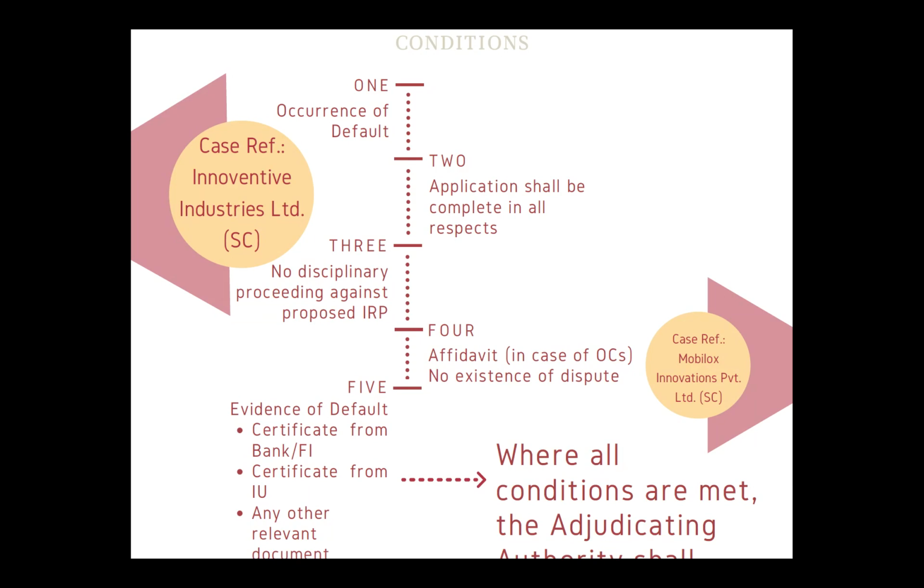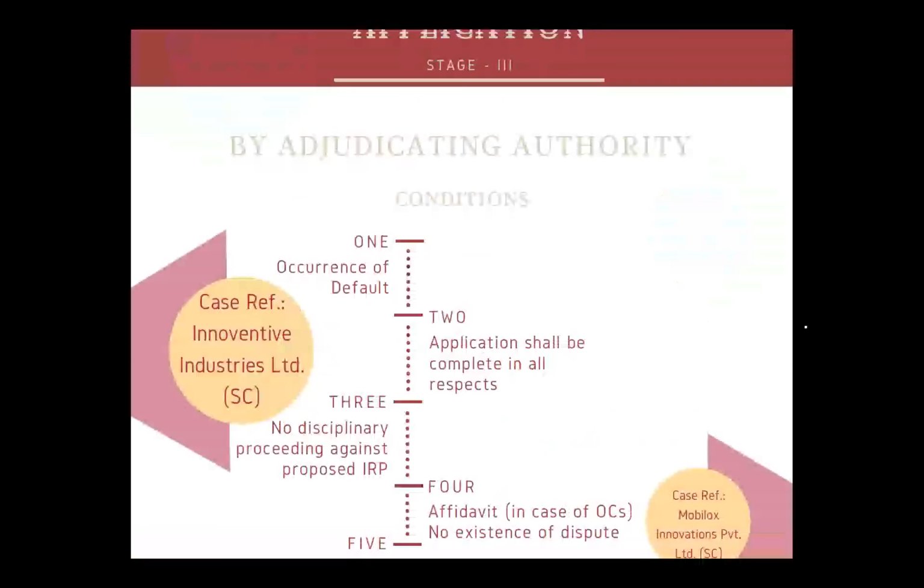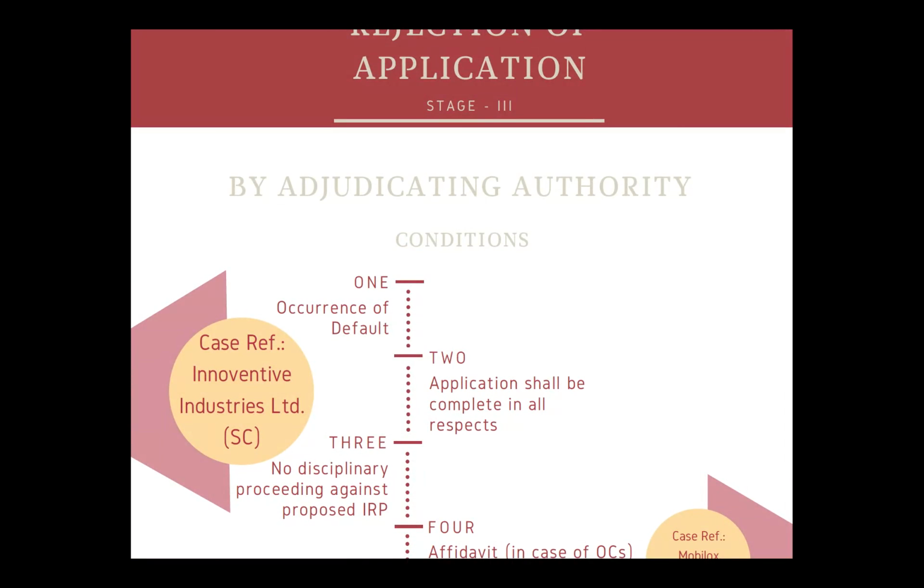Where all these 5 conditions are met, the adjudicating authority shall admit the application. So this is stage 3, that is, admission or rejection of application. I hope stage 3 is clear. This is very important. One important point here: Mr. Pranjal has raised a query asking what is the timeline within which the adjudicating authority shall either admit or reject, that is, the 14 days which is stated, and whether it is mandatory or not.